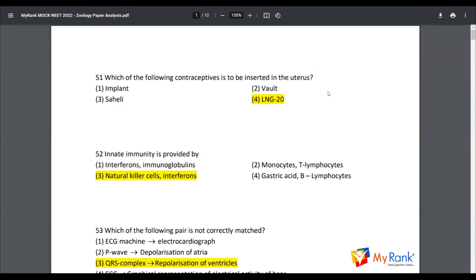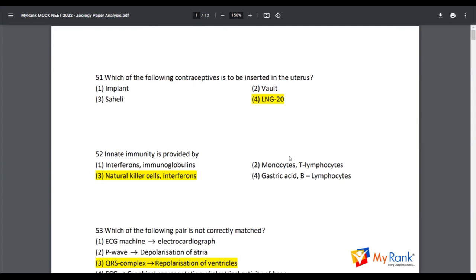So the first question: which of the following contraceptives is to be inserted in the uterus? Here the question is asking for the intrauterine devices. Now the options are implants, which are placed under the skin, so no. Then warts, it is a barrier method, so no. Saheli is an oral pill, so no. And LNG20, so this is the correct answer, which is an intrauterine device.